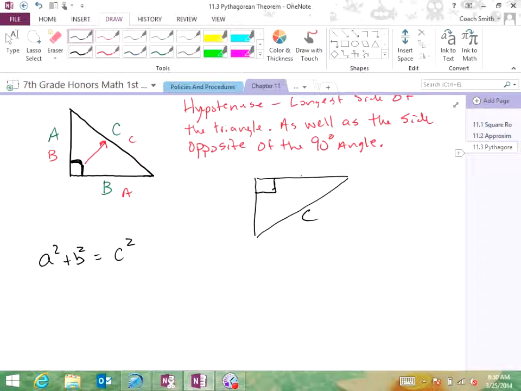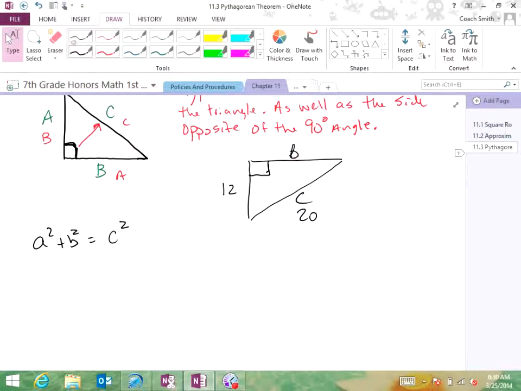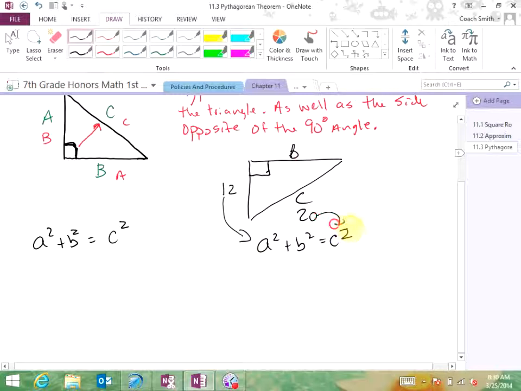Okay? Now, for example, if I had this right here, let's say this is 12, this is 20, and we don't know B. To figure that out, we just use our formula. Use the Pythagorean theorem, and once again, I'm going to put it right underneath here so we know it's applying to this one. Okay, I just plug in the information. I plug in that there, and I plug in the 20 there. So that's 12 squared plus B squared equals 20 squared.